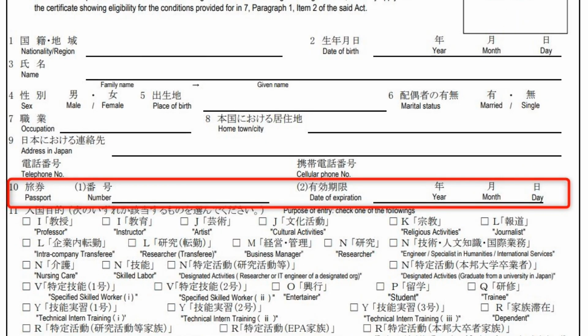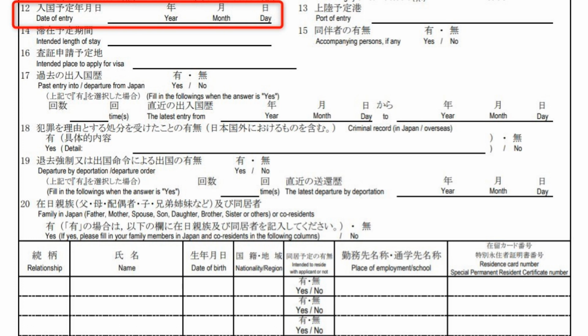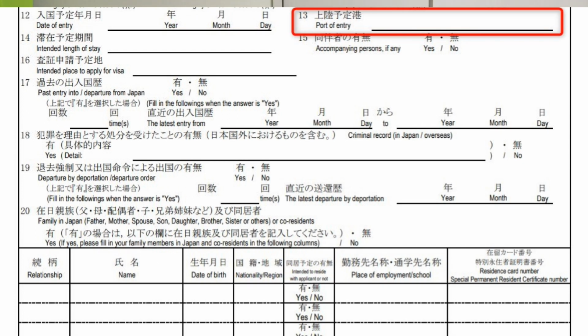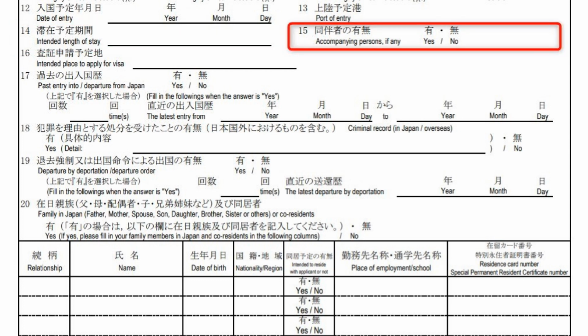Applicant's passport information, passport number and date of expiration. Purpose of entry, select dependent. Date of entry, since it is uncertain when the certificate of eligibility is issued, I usually write the date of 1 month later. Port of entry, it is the airport in Japan where the applicant will arrive. Intended length of stay, write your visa's period of stay. Accompanying persons, if any, yes or no.